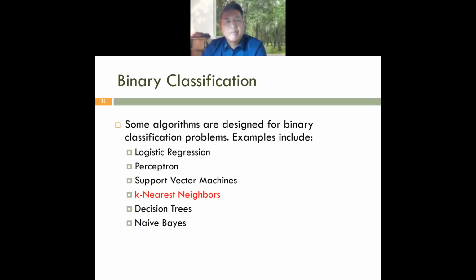Okay, and these are some of the algorithms. So we will look into this first. This is the easiest method that everybody can learn. Okay, so k nearest neighbor. K here refers to the number of nearest neighbors that we are looking at.